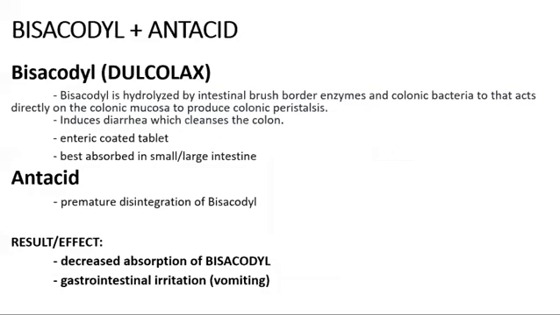Bisacodyl or Dulcolax acts by producing colonic peristalsis in the colonic mucosa, meaning they promote peristalsis. What do you mean by peristalsis? Peristalsis, ito yung series ng muscle contraction sa intestine natin to promote defecation or relieve constipation. Kasi nga, when we are constipated, we are actually taking bisacodyl for us to promote defecation. Then, it is hydrolyzed by the intestinal brush border enzymes or colonic bacteria present in our colon.